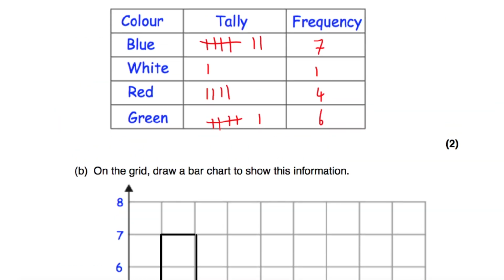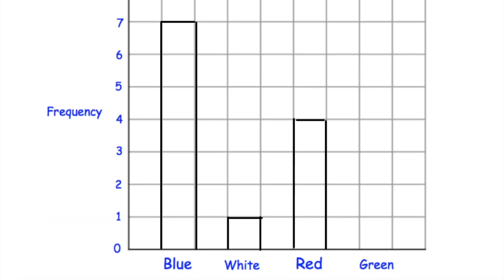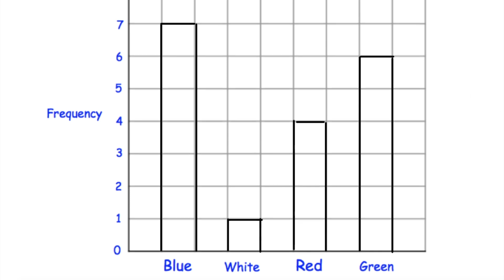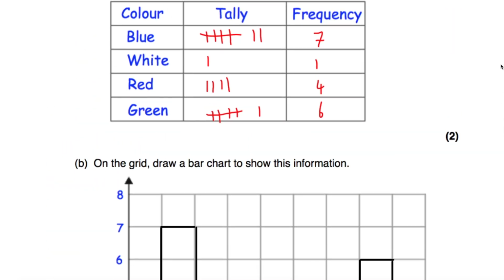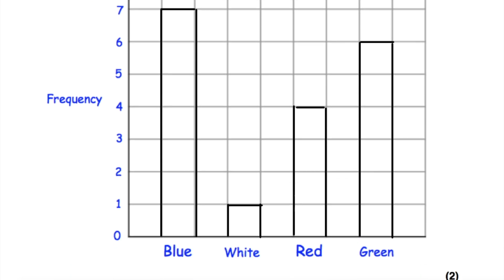For red, it's got a frequency of 4. So we're going to go up to 4, across and down. And if you notice here, all the bars have got the same width. They're all 1 square wide, and we've got our gaps in between them. And then green, the frequency for green is 6. So we're going to go up to 6, across and then down. And that's it. Let's just check those frequencies: 7, 1, 4 and 6. That means we've completed our bar chart.